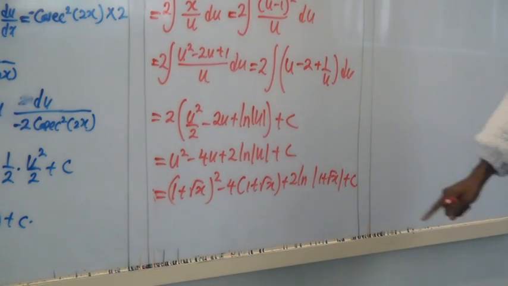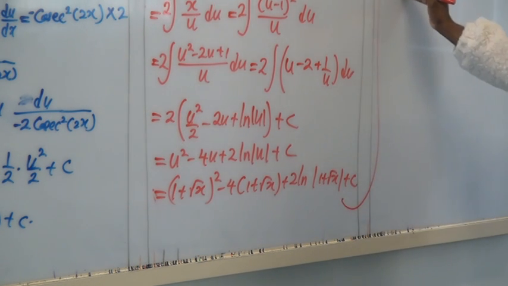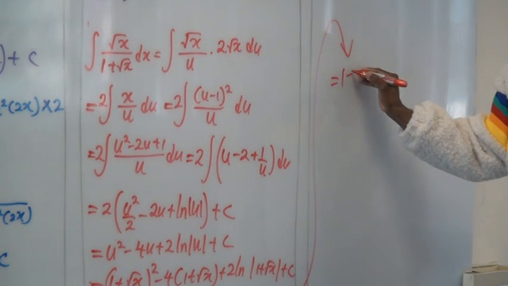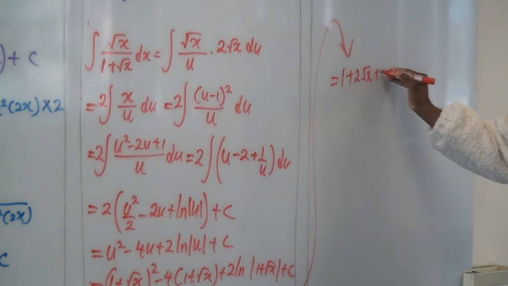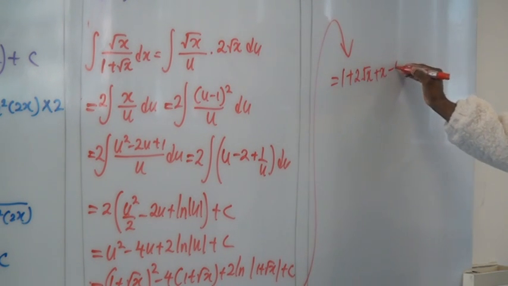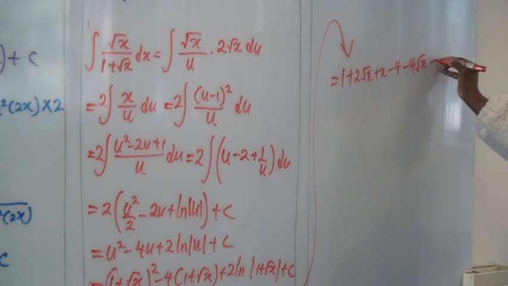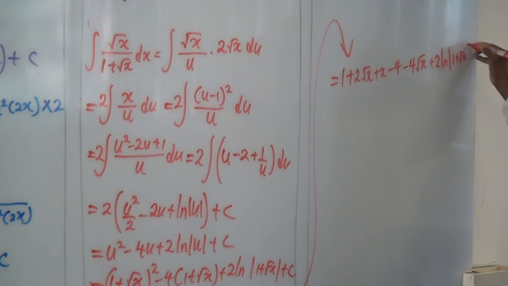We can continue because you can expand. You have to simplify, okay? So we put it here. So open the bracket. Yes. 1, 2 root x, plus x, minus 4, minus 4 root x, then 2 ln absolute value of 1 plus root x, plus c.